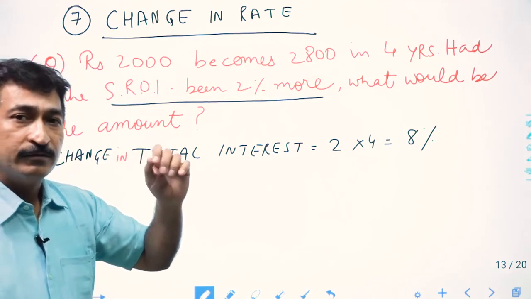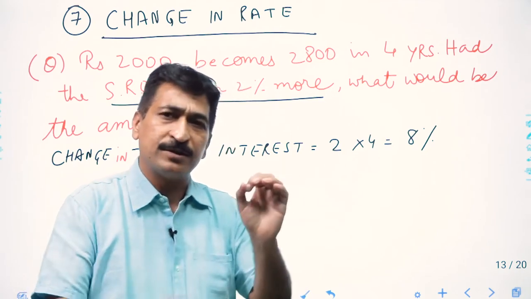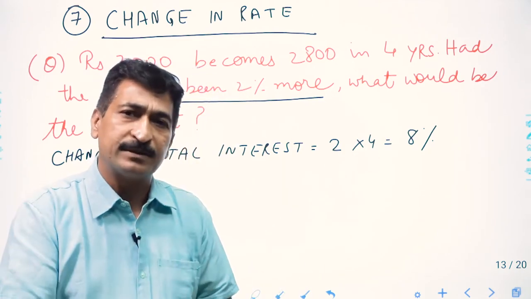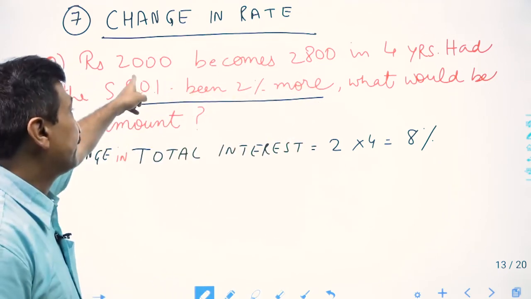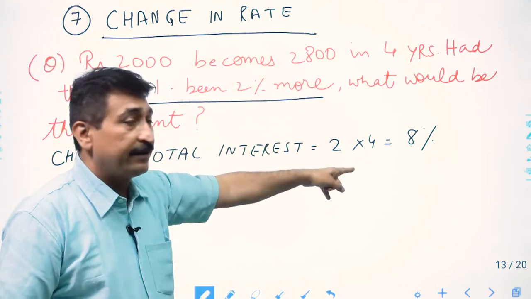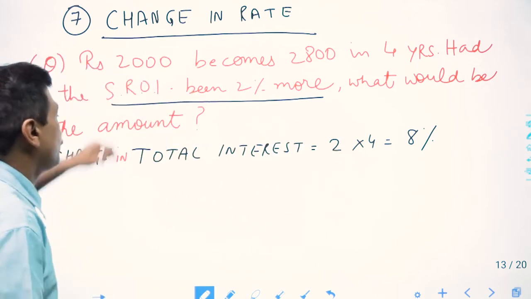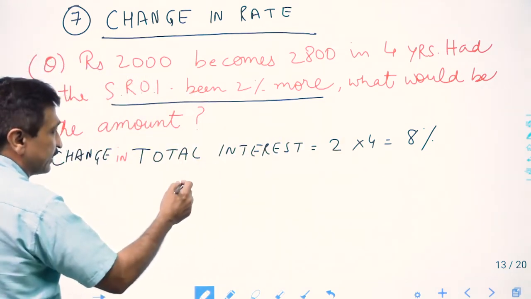Now on which amount will you calculate this 8%? On 2000 or on 2800? This is the principal, this is the amount. Interest is always calculated on the principal. So change in total interest is 8%.